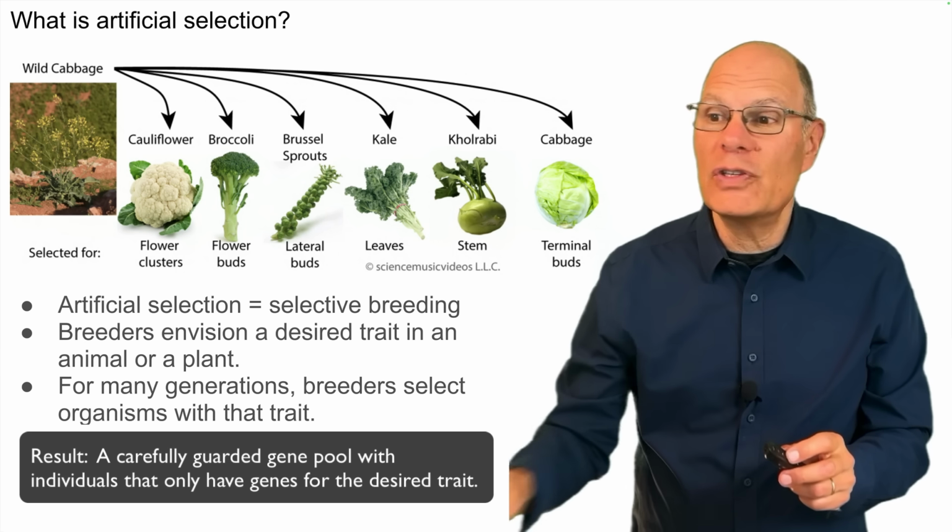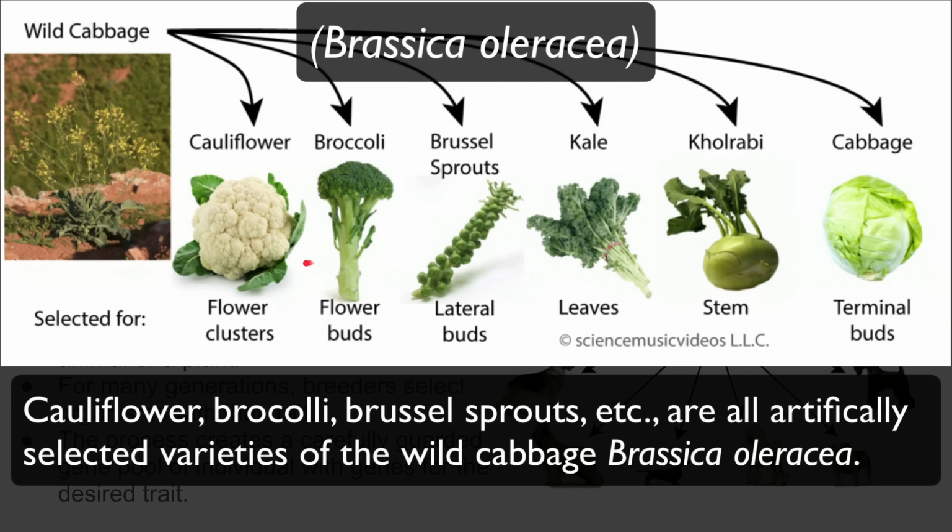Here are two examples. The plants that are in the Brassica oleracea family include cauliflower, broccoli, Brussels sprouts, etc. They're all the same species. The ancestral plant, Brassica oleracea, has been bred for specific traits: for flower clusters in terms of cauliflower, for flower buds in terms of broccoli, for lateral buds in terms of Brussels sprouts, for leaves in terms of kale. But all of these are varieties of the same species that have been bred for specific traits.